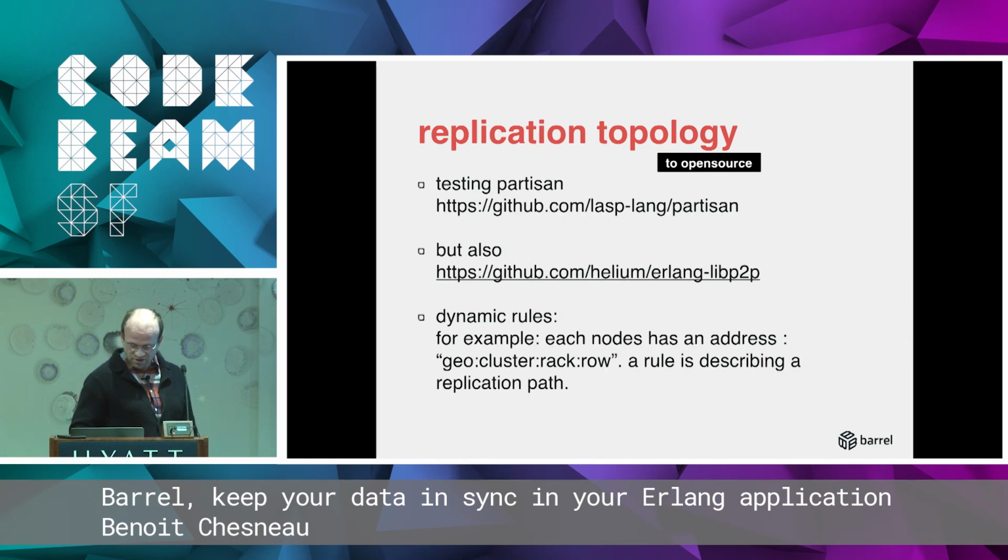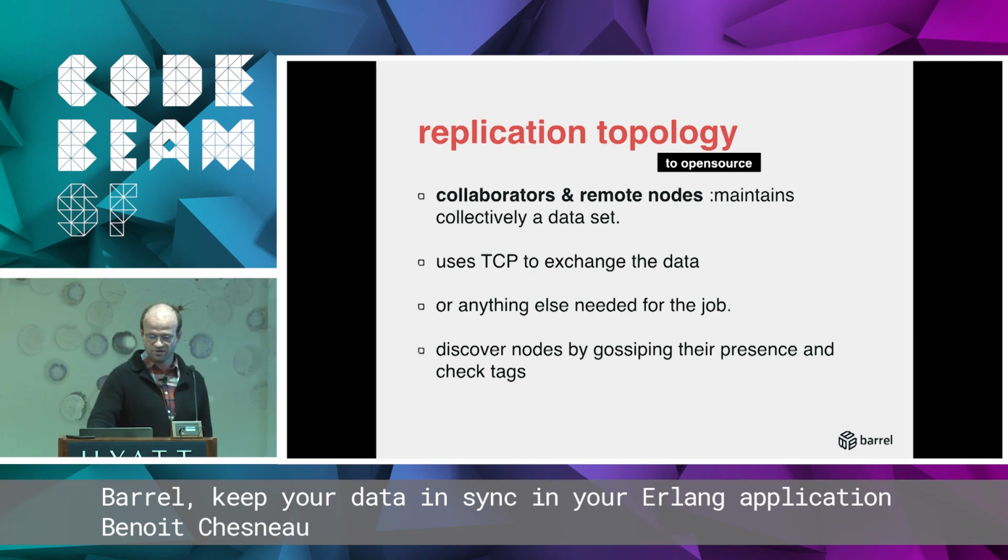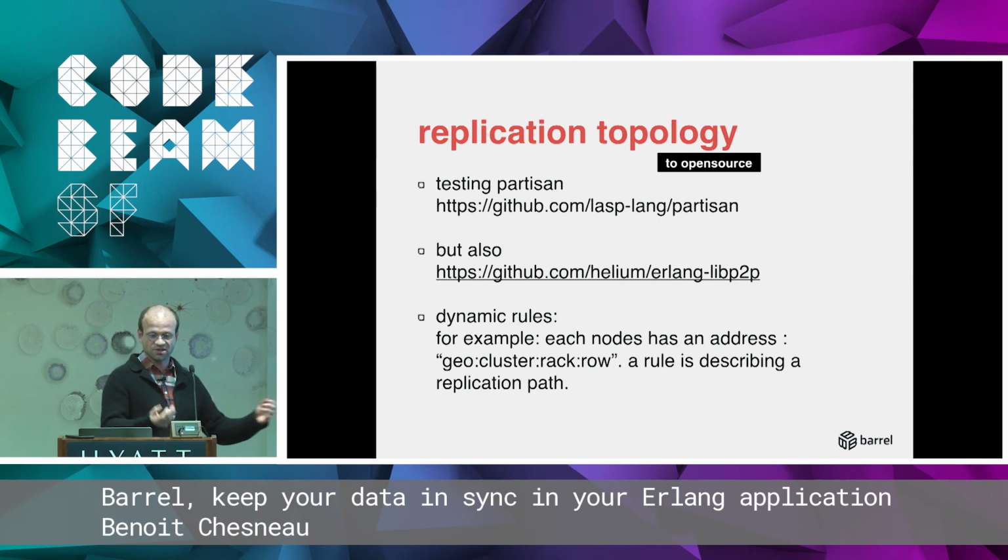Or use anything like libp2p or what is provided by the gossip library. It discovers nodes by gossiping their presence and some tags between the nodes. You can build different topologies. So at the moment, there are two things tested. The most tested right now is Partisan, which is a gossip library, but also a library that wants to replace the Erlang distribution. It's quite complicated to handle that because it's not really documented and very much work in progress. But we managed to have something mostly working on that.